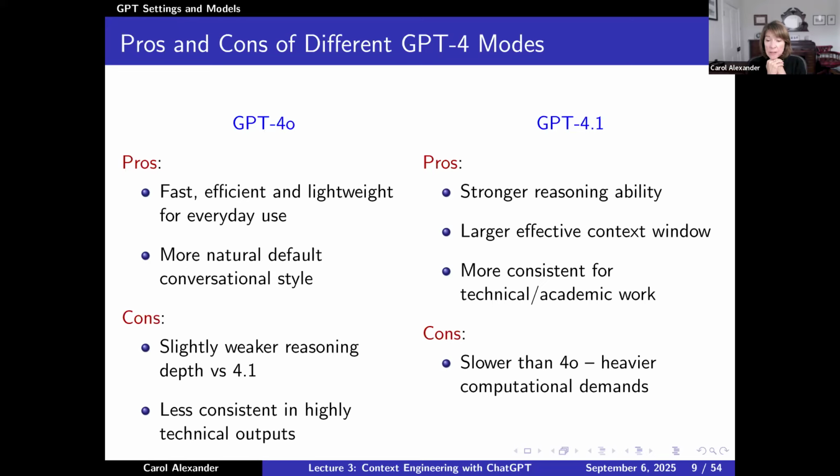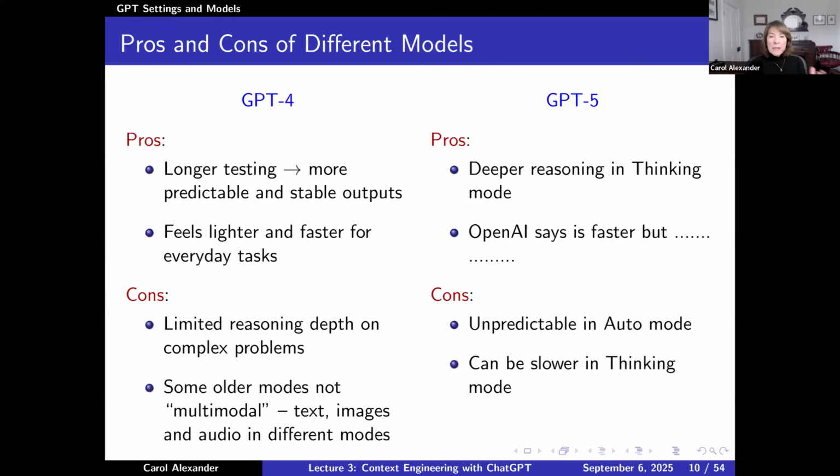So 4.1 is slower than 4.0. It has more computation demands. That's why it's got a bigger context window. And now what about GPT-4 versus GPT-5? Well, GPT-4 has been tested for longer, so it's more predictable. And 4.1 has some pretty stable outputs, not so much 4.0, but 4.1 does. It feels much lighter. It is faster for everyday tasks.